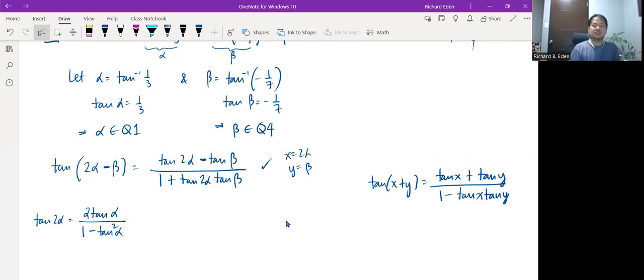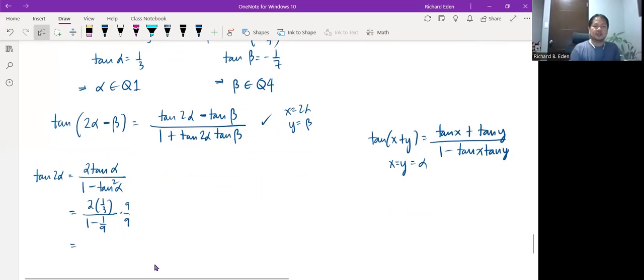And so for tangent 2 alpha this time, just set x and y both equal to alpha. So in the numerator, twice tangent alpha, and in the denominator, 1 minus tan alpha times itself, so 1 minus tangent squared alpha. So this is twice 1/3 over 1 minus 1 over 9. Let's multiply by 9 over 9. So we get 8 in the denominator, and up here 6. 2/3 times 9, so we get 3/4.